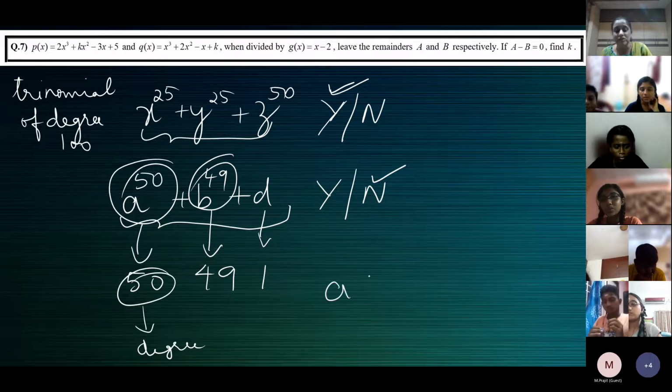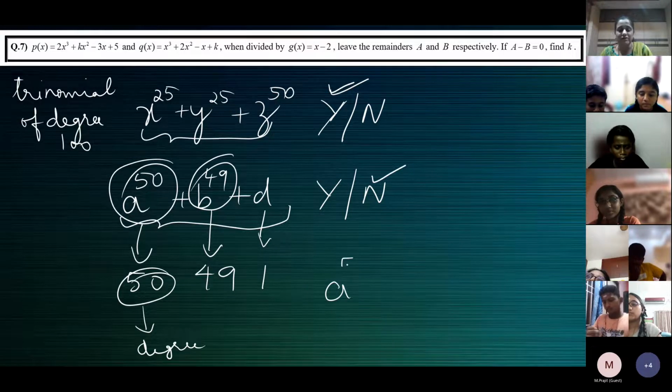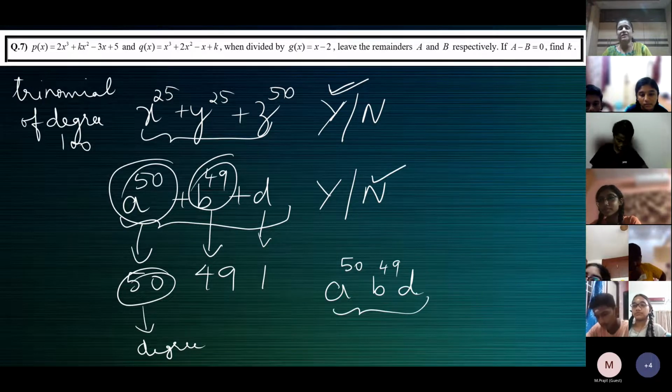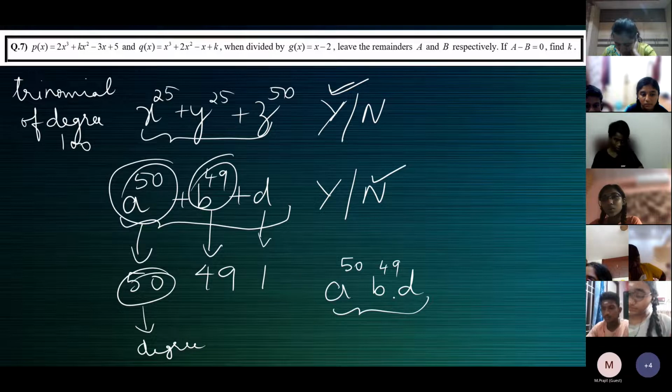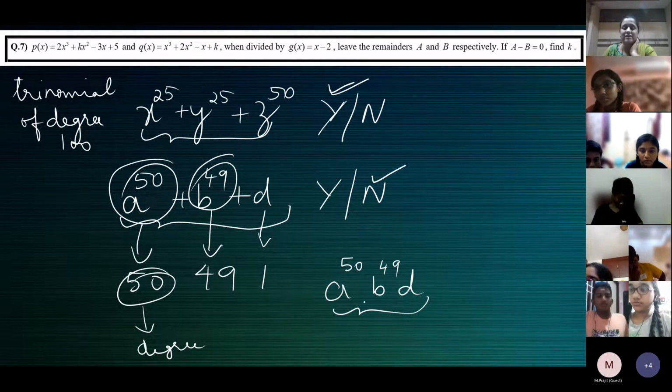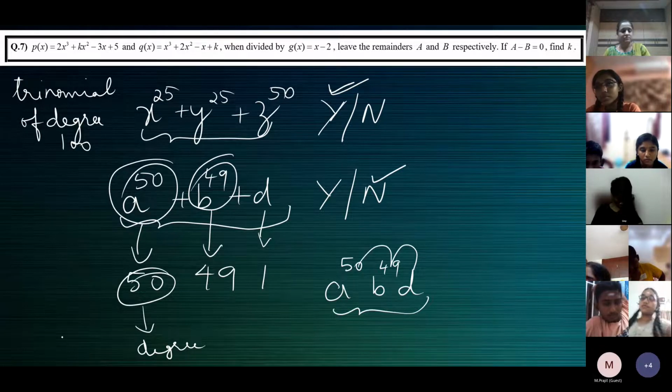If you had given a power 50, b power 49, d, this one is not a trinomial, but a monomial of degree 100. Here you can add 50 plus 49 plus 1. Okay, ma'am. I understood, ma'am. Got it. This one is not a trinomial, but it is a monomial of degree 100.